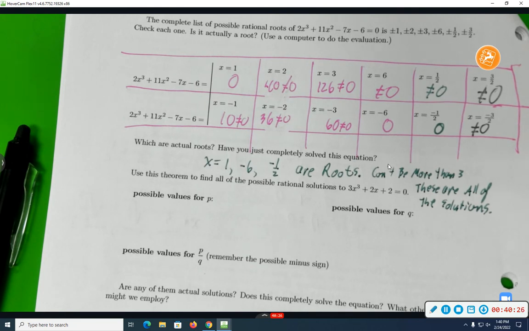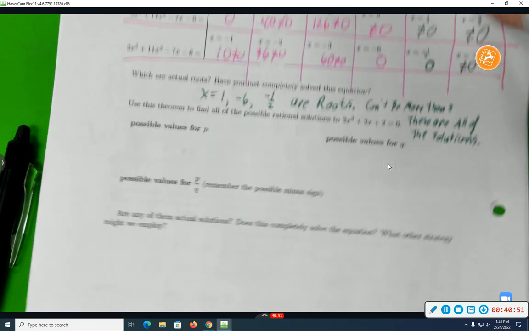So, yeah, let's do one more. 3x cubed plus 2x plus 2 equals 0. I think I'm going to shut up for a second, and we'll come together once we get down to what are the possible rational roots to this thing. Give me a complete list of those, and then we will test them.